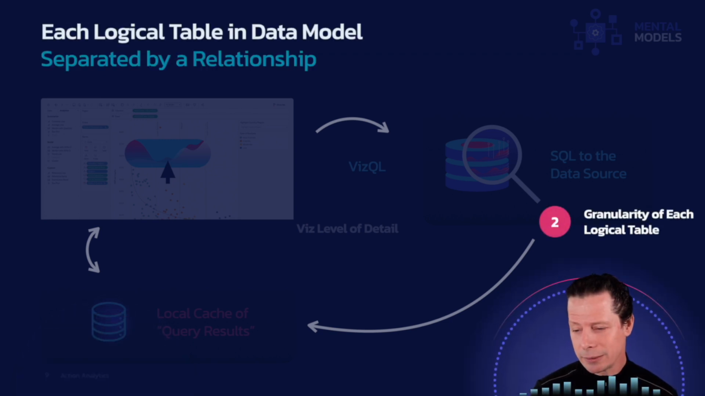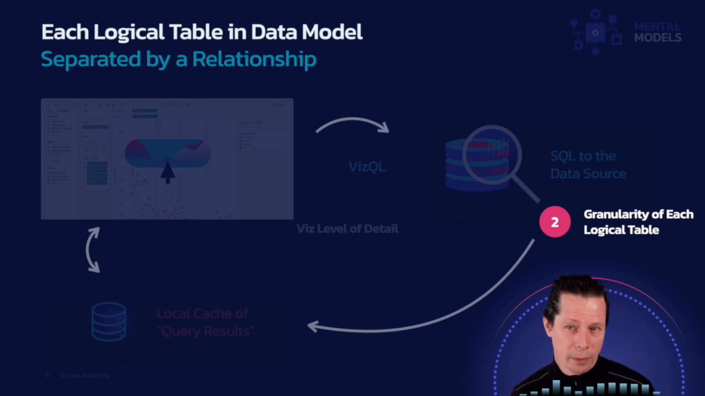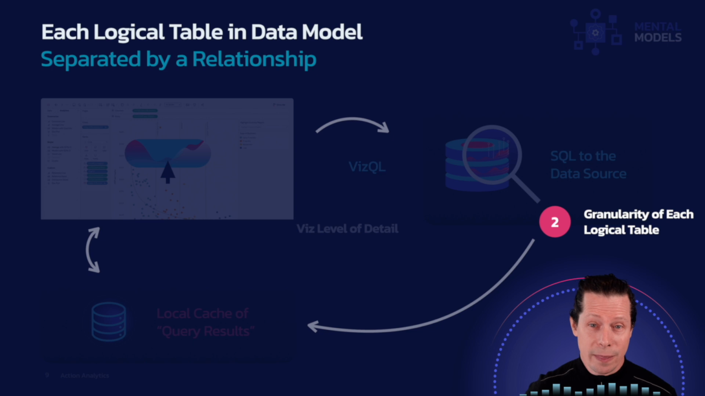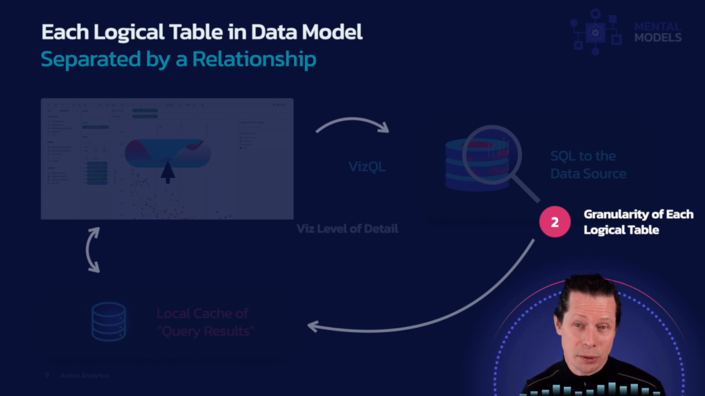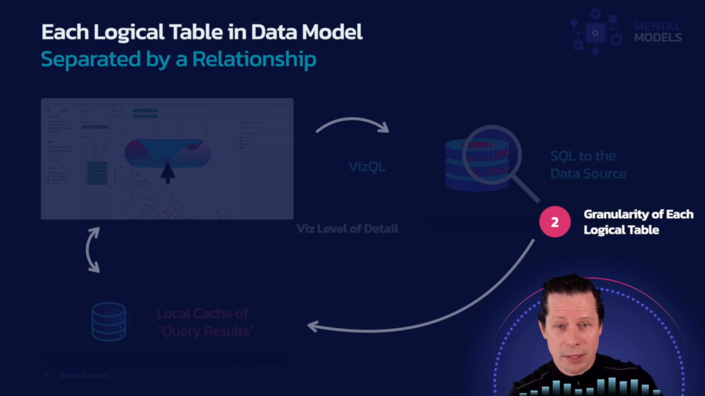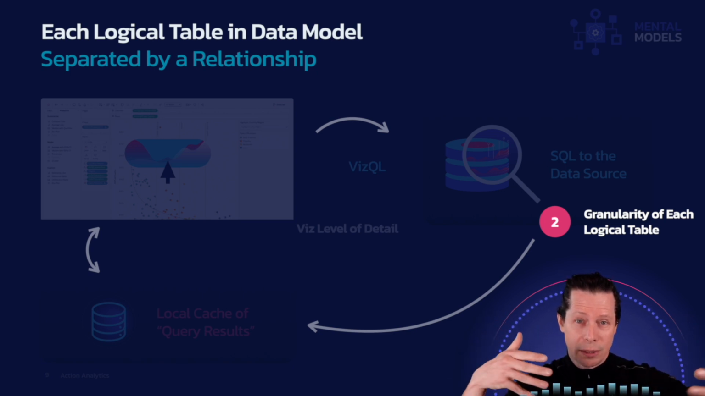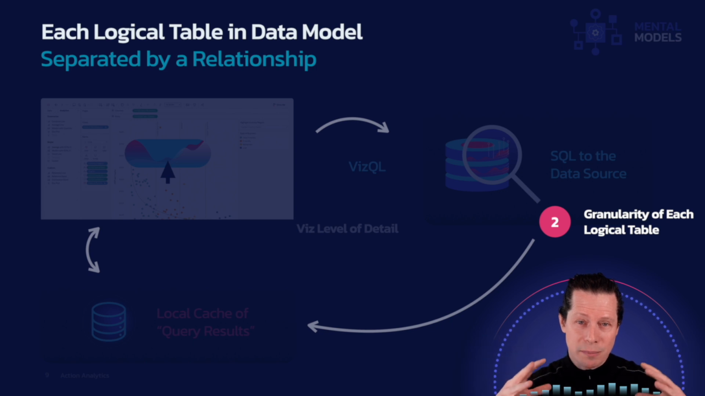Next level of detail I have here is the grain of each logical table. And of course, in that first question to ask of the original data set, it could be the case that we're connecting to more than one granularity. I could have a certain data set coming from one location and a different data set coming from another, and those two could be at differing grains or differing levels of detail. And I'm going to bring them together in my Tableau data model, probably with a logical relationship between them.